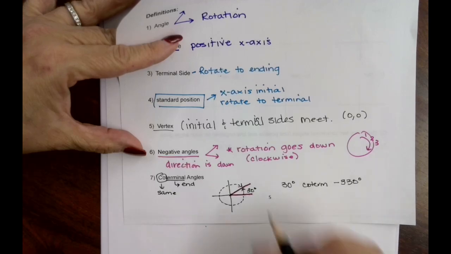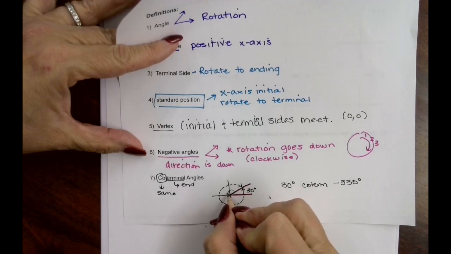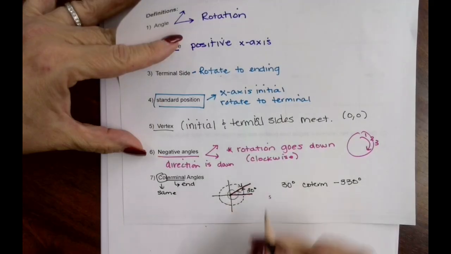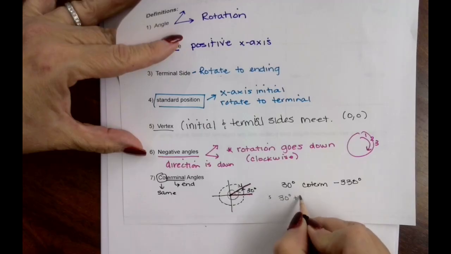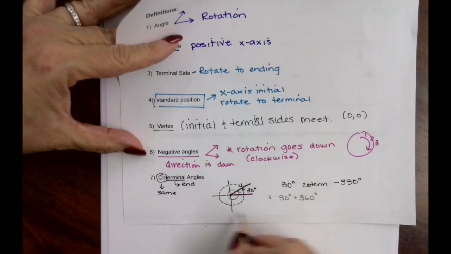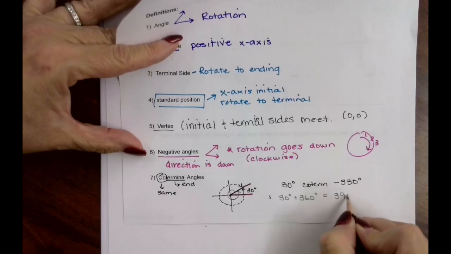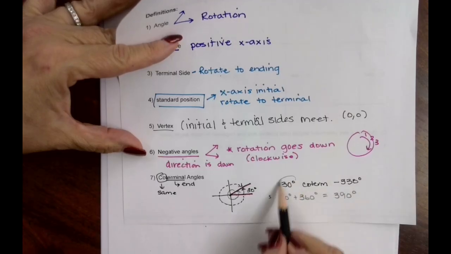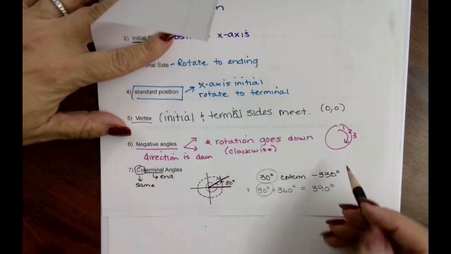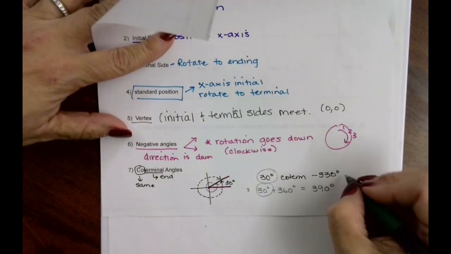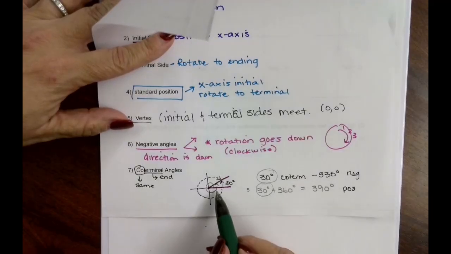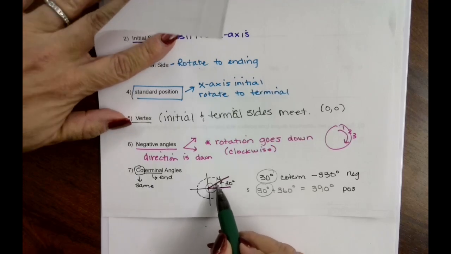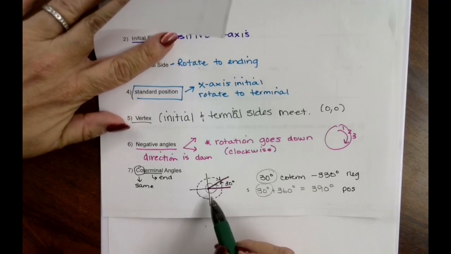Another thing that I could do is start here, and go all the way around one time, and then keep going. If I do that, I know I'm going to end at 30 degrees, but I already went all the way around 360 degrees. So a coterminal angle would be 390 degrees. Sometimes it'll ask you for a negative coterminal angle and a positive coterminal angle. A positive coterminal angle just means I go all the way around my circle one time, or 360 degrees, and then I end wherever I'm supposed to end.